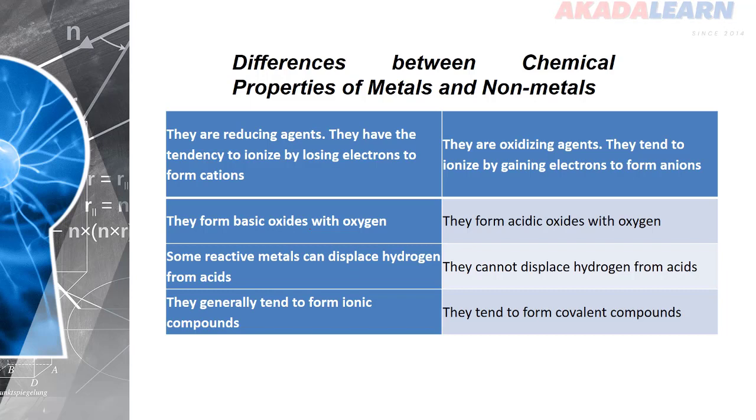The metals can be very reactive to the extent that they will displace hydrogen from acids. Don't forget that hydrogen is the main thing that makes an acid an acid. In the definition of an acid, you have been told that an acid is a substance that can produce hydrogen as the only positive ion when dissolved in water. So, reactive metals have the ability to displace hydrogen from acids, while non-metals cannot displace hydrogen from acids. Metals generally tend to form ionic compounds, that is, compounds that can ionize, while non-metals easily form covalent compounds.